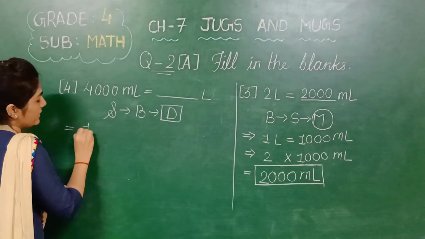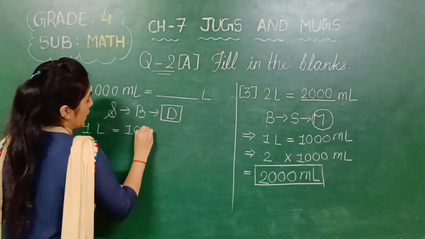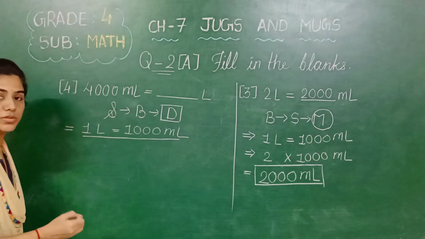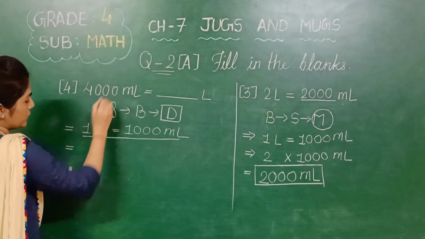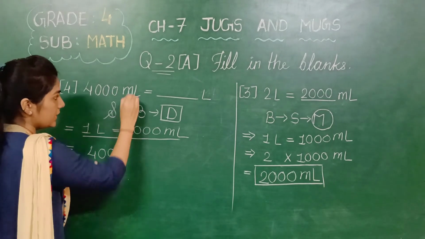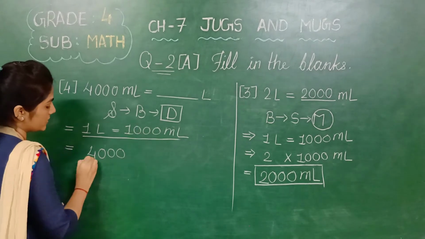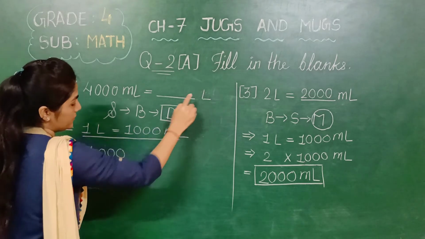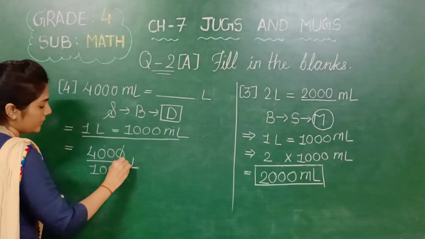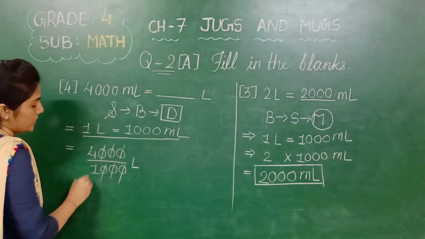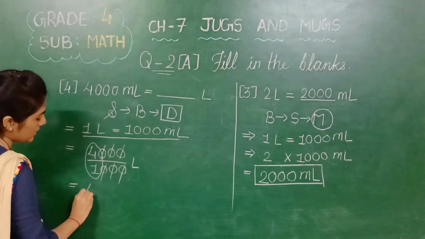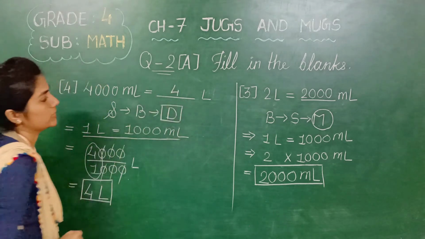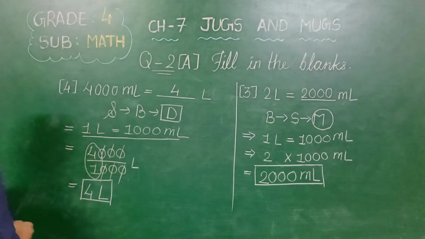The formula we have is 1 liter is equal to 1000 milliliter. We mention the formula all the time in all the sums. So 4000 milliliter we are dividing by this 1000 milliliter, but we remove the ml and keep the unit liter. The same number of zeros can be cut. So 4 upon 1, that means 4 liter is your answer. Likewise, you have to solve the sums.